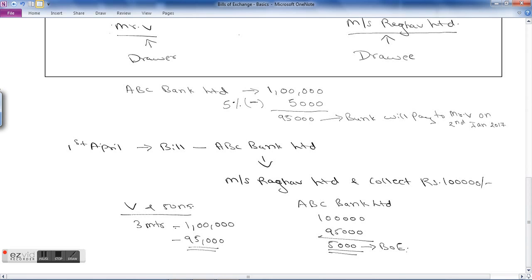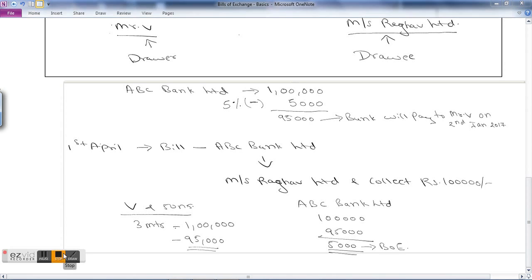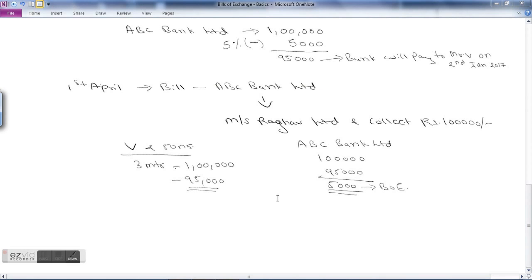Okay, now let's see what will happen if Messrs. Raghav Limited is unable to pay the amount on 1st April. So consider the same scenario. Now what will happen is, on 1st April, if say Messrs. Raghav is unable to pay rupees 1 lakh, so what will bank do? Bank will approach Messrs. V and Sons, okay, and demand rupees 1 lakh.